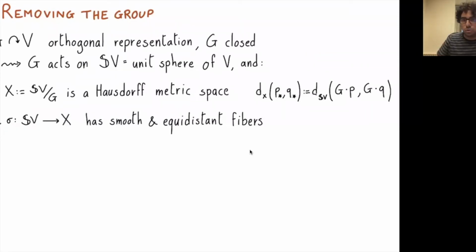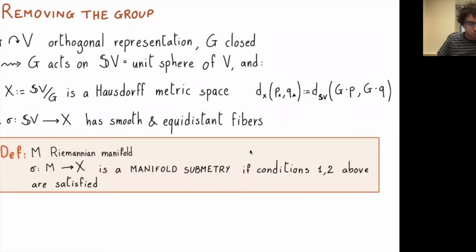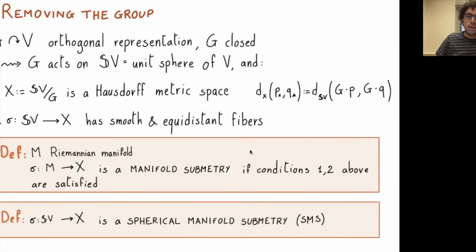I'm going to do it with a little more generality, for general Riemannian manifolds. I say that a manifold submetry is a map from a Riemannian manifold to a Hausdorff metric space whose fibers are smooth and equidistant. And if I look at the specific case of maps from spheres, then I will refer to this as a spherical manifold submetry.